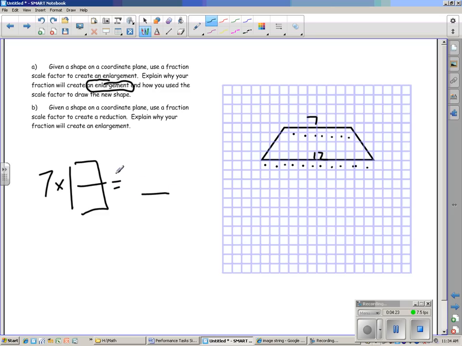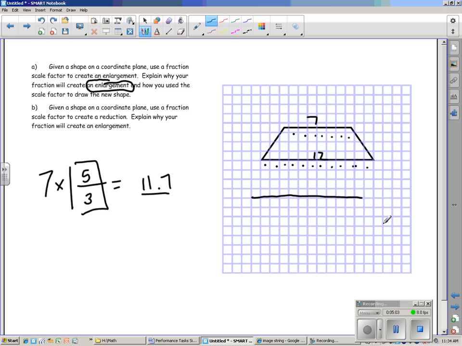Do you want a proper fraction or an improper fraction? Improper fraction. You need the bigger number on top, the smaller number on bottom. I chose 5/3. 7 times 5 is 35, divided by 3 is 11.7. So then you're going to come down here and make that 7 into 11.7. 1, 2, 3, 4, 5, 6, 7, 8, 9, 10, 11.7. So that would be the top of your trapezoid.